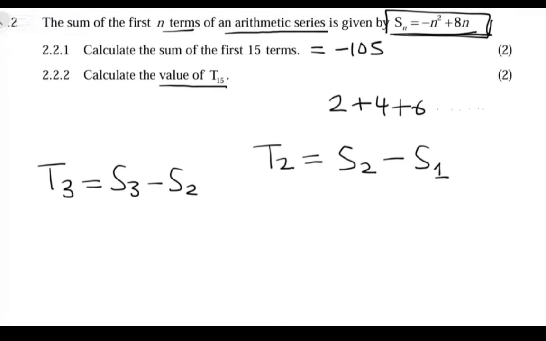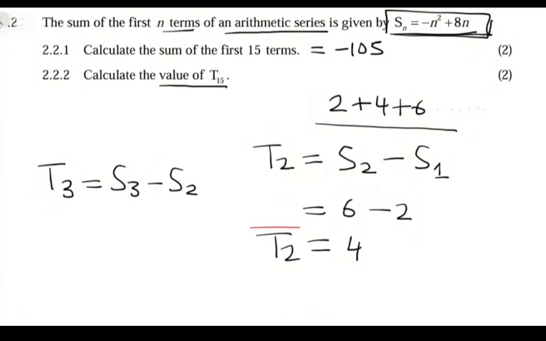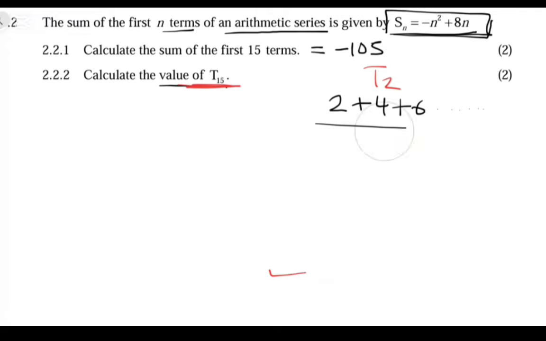Let me show you that this is valid. Let's say we take this pattern as an example. The sum of 2 terms here is 6, minus the sum of one term, which is 2. So if we subtract this 2, we're going to get 4, and this is term number 2. And even here, term number 2 is 4. So we can conclusively say whenever we need any certain term number, if we have this formula of sum, we can use it to find the missing term that we are looking for. Perfect.